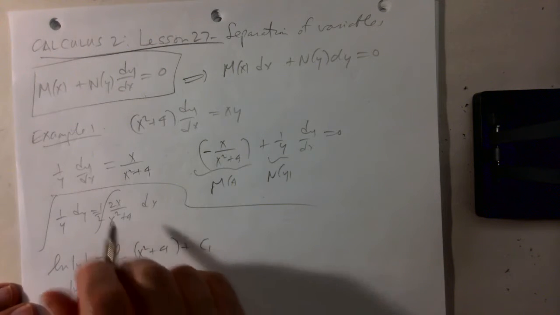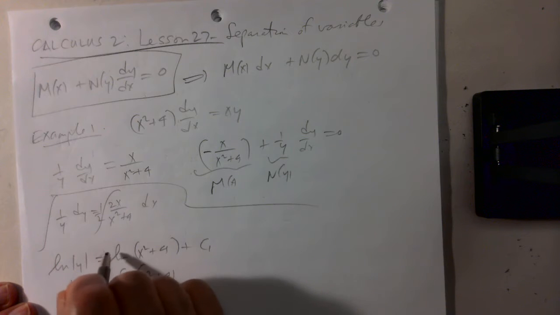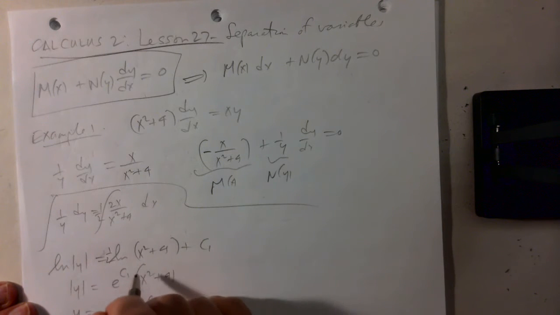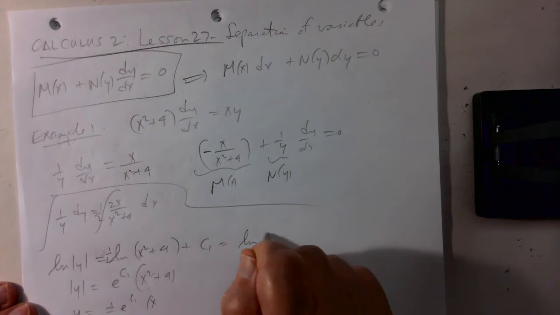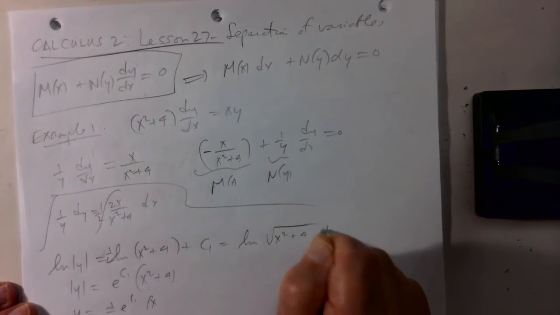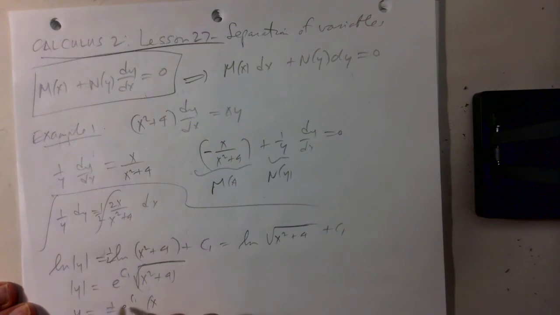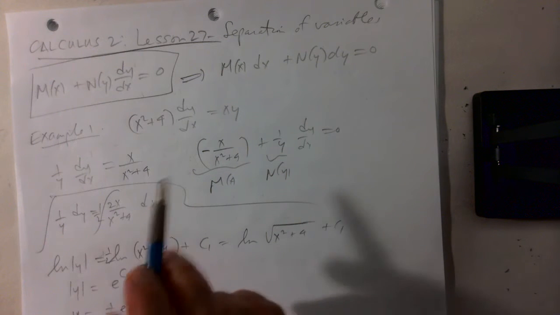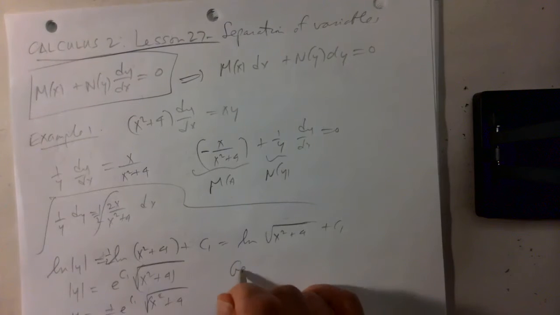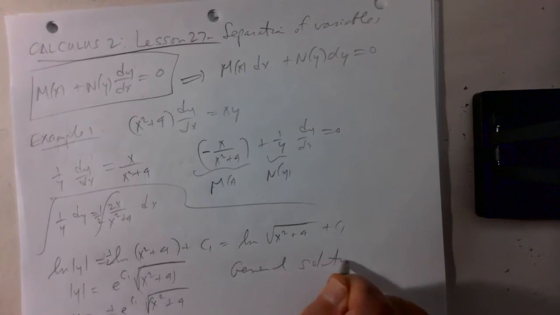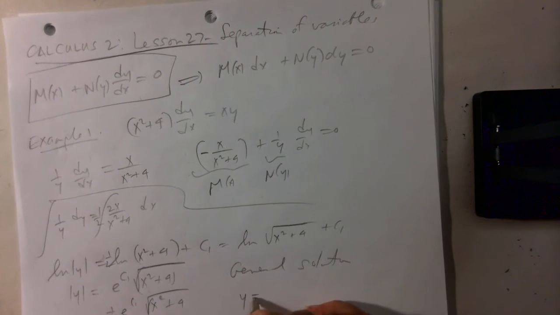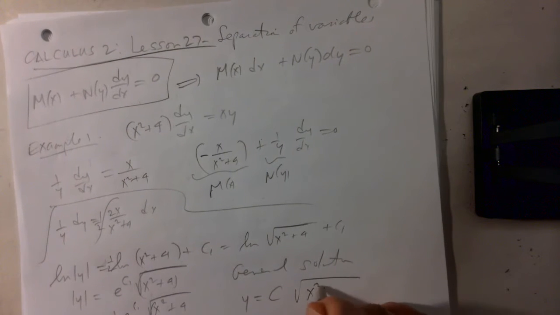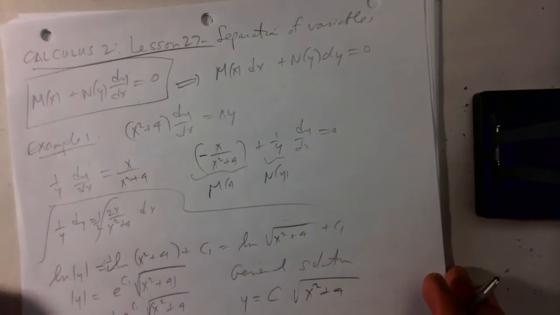Oops, made a mistake. There's a 1/2 here. 1/2 the log of that. So this is equal to the log of the square root of x squared plus 4 plus c1. So e to the c1 times the square root of x squared plus 4. This is some non-zero constant. Of course, if you let y be the constant function 0, this is also a solution. So the general solution of this differential equation is y is some constant c times the square root of x squared plus 4.